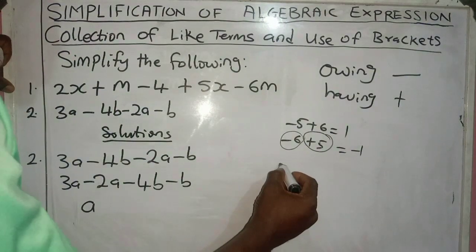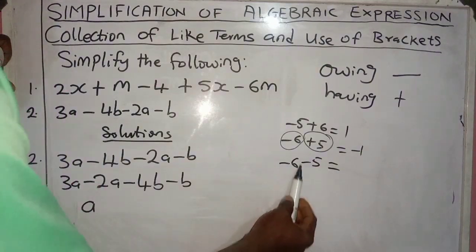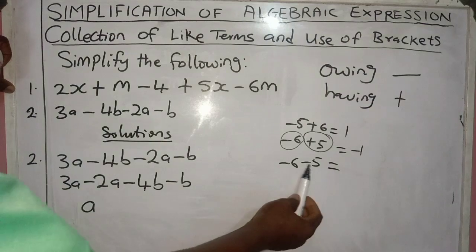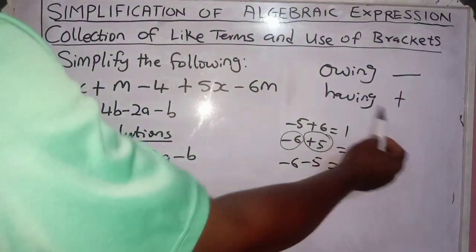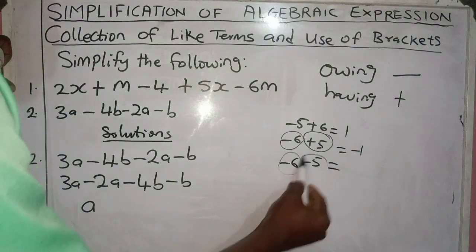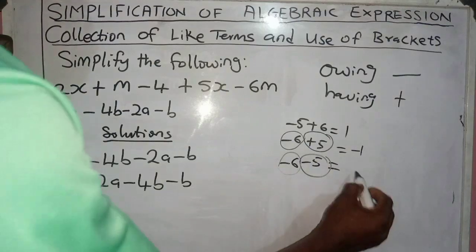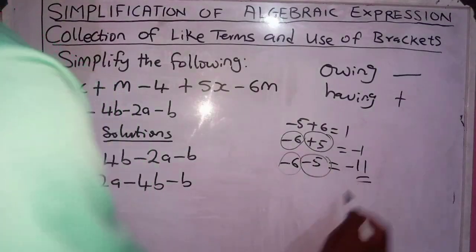Then if I now have it this way, minus 6 minus 5. This time around, you are not having anything because there is no plus. There is no plus, you are not having. So it means that you are owing 6, you are equally owing 5. So somebody may ask, how much are you owing altogether? That will be minus 11 in this case.